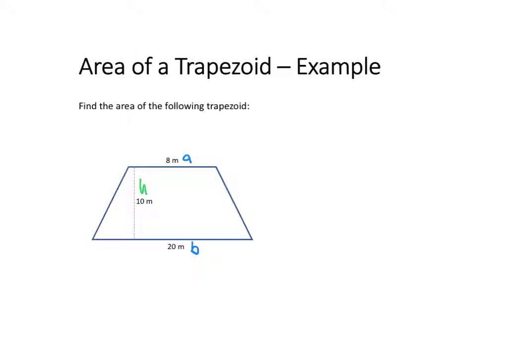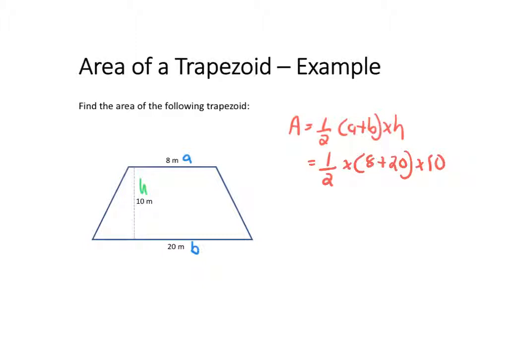So now that I know all the values, I can go ahead and use the formula to calculate the area of the trapezoid. So the first step is to write down the formula. So area is equal to half of A plus B times the height. So the next step is to go through and substitute my A, B and height values into the formula. So area is equal to 1/2 times 8 plus 20 times by 10. So I can either go ahead and calculate that step by step or calculate it all in one go. For this example, I'm going to go through and do it step by step.